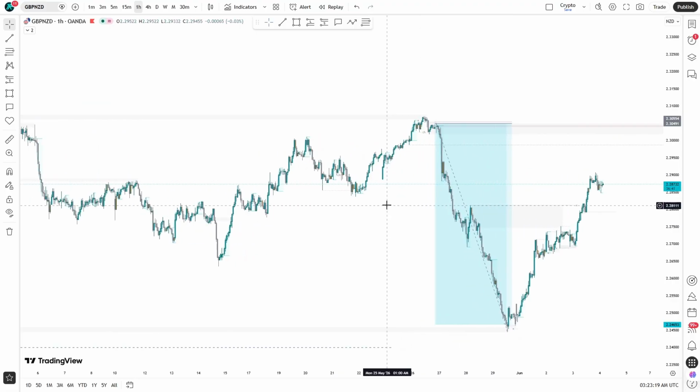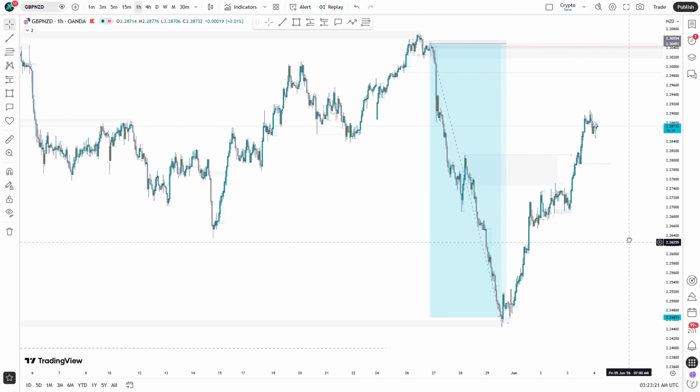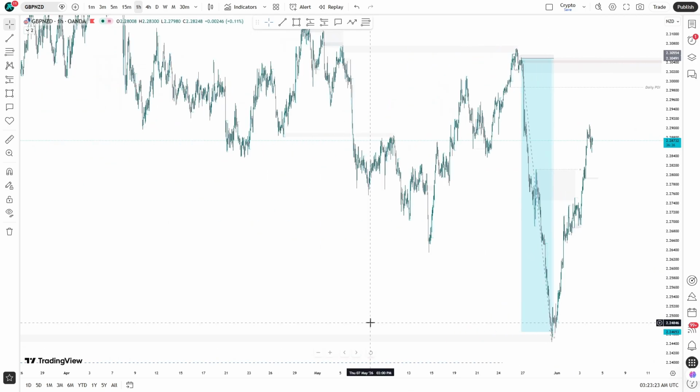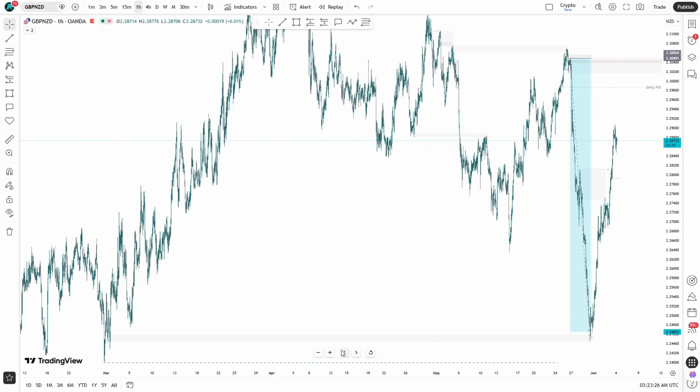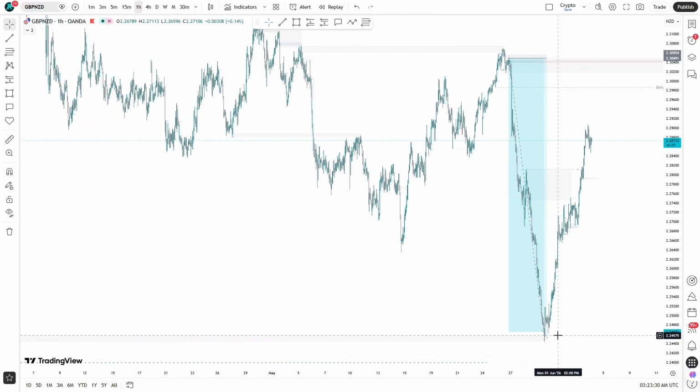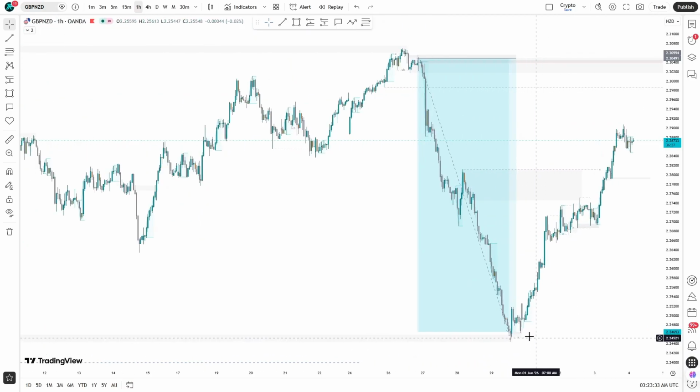We entered at the change of character in the lower time frame and we took profit in the demand zone here. We noticed the demand zone here. I also noticed that we had a change of character here. That's why we took profit. So let's go down to the lower time frame to see what actually happened in the chart.